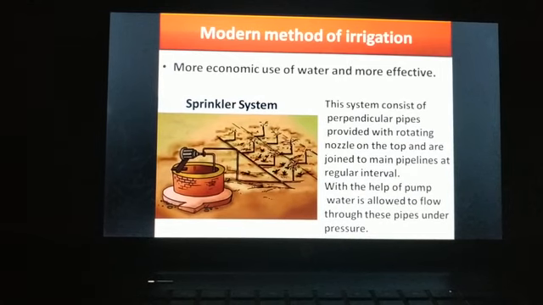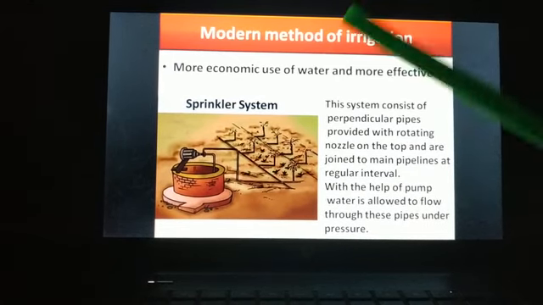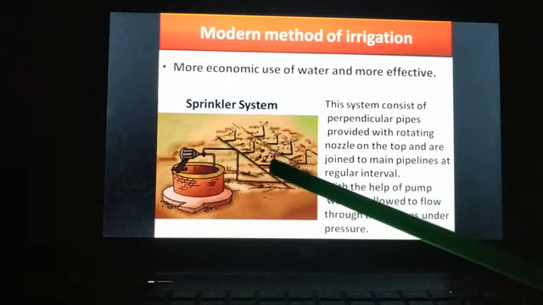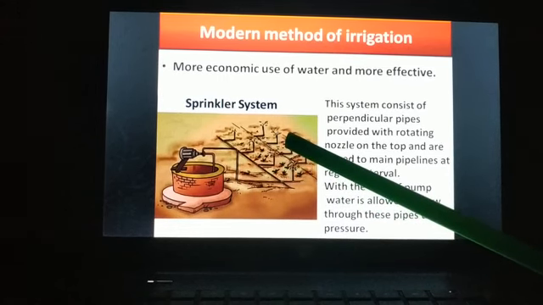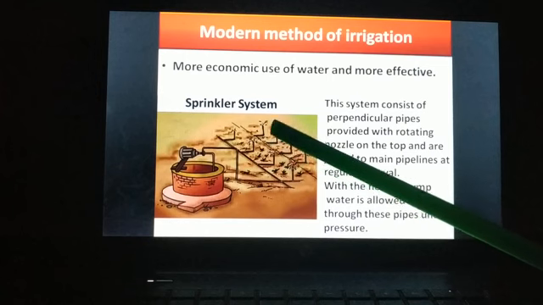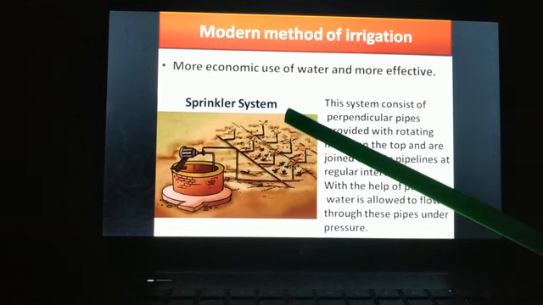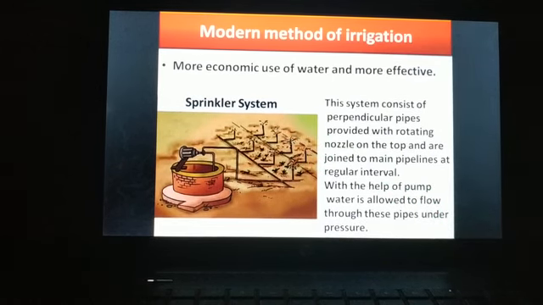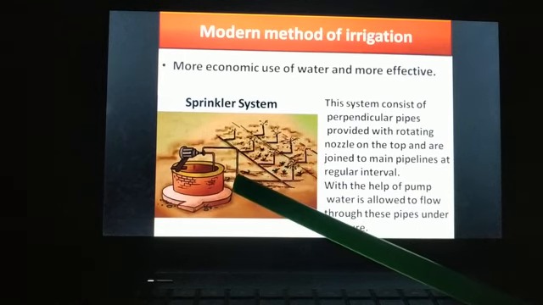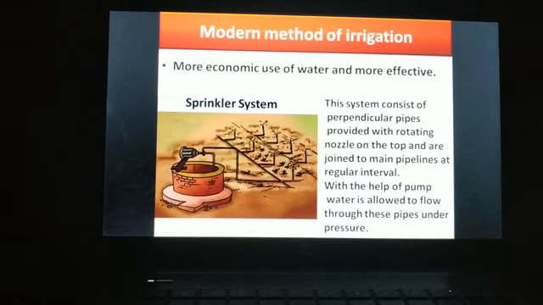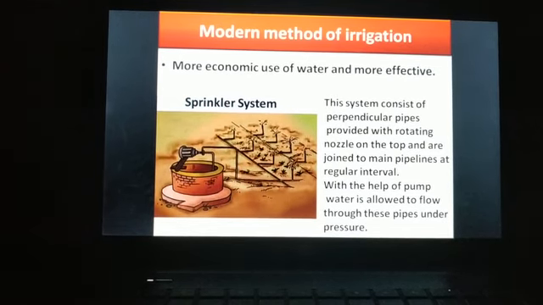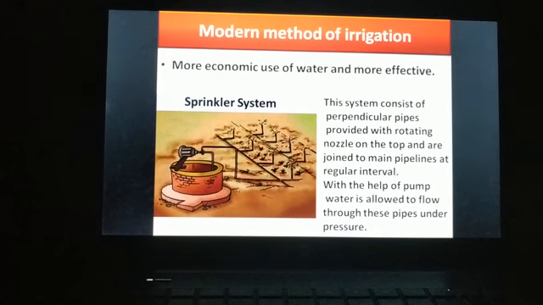This system consists of a perpendicular pipe, and these pipes have a rotating nozzle on the top. These are then connected to the main pipelines at regular intervals. With the help of a pump, water is allowed to flow through these pipes under pressure.